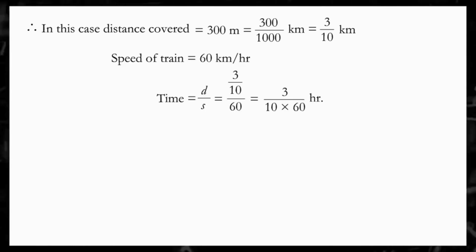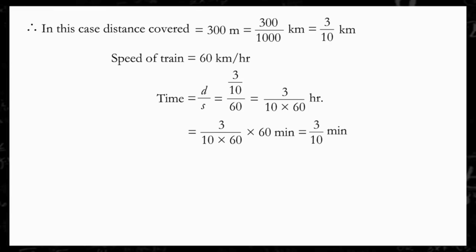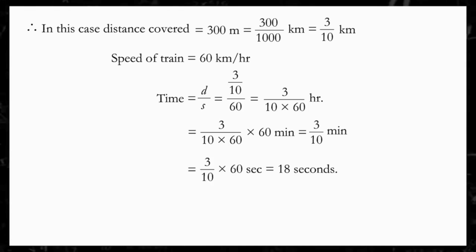Time is equal to d upon s, which is equal to (3/10)/60, which is equal to 3/(10 into 60) hour, which is equal to 3/(10 into 60) into 60 minutes, which is equal to 3/10 minutes. This is equal to 3/10 into 60 seconds, and that is equal to 18 seconds.